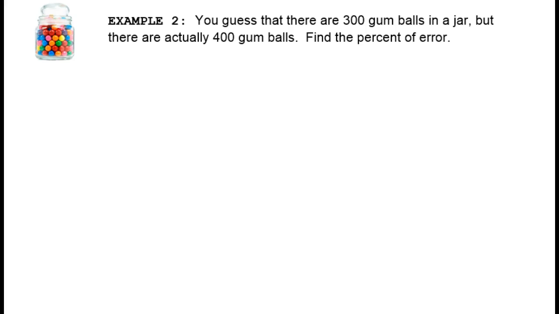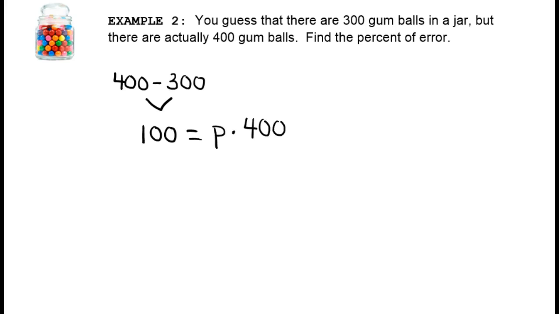Let's try example 2. You guess that there are 300 gumballs in a jar, but there are actually 400 gumballs. Find the percent of error. Well, we first have to figure out our amount of error, and if there were really 400 gumballs in the jar, but we guessed 300 gumballs, our amount of error would be 100 gumballs. Our guess was 100 gumballs off of what really happened. So the amount of error equals percent times whole, and the whole is the actual amount, because that's really the amount of gumballs in the jar.